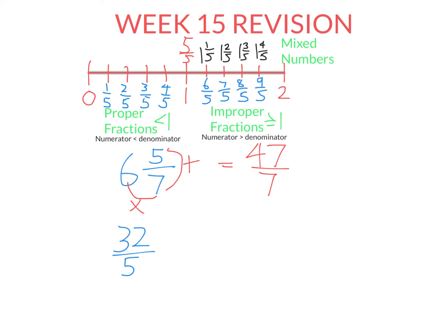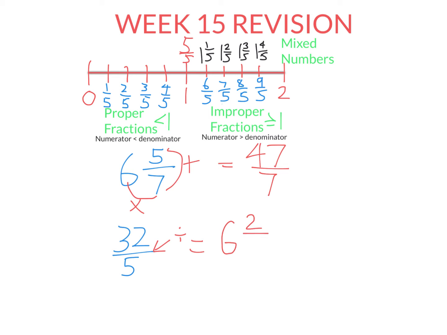So what about this? Well, this is clearly an improper fraction because the numerator is bigger than the denominator. How do I convert this to a mixed number? Well, remember this line here actually means divide. So we're really saying 32 divided by 5. So how many times does 5 go into 32? Well, it goes 6 times, remainder 2.